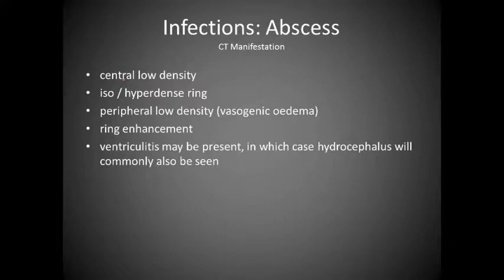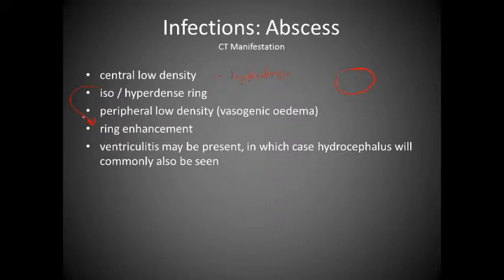So what it looks like on CT is a central low density. So it's going to be hypodense. Additionally, it could represent an iso or hyperdense ring. So it could be a small ring which is hypodense inside, but just a ring that looks hyperdense or the same density as everything else. Peripheral low density. Ring enhancement. This kind of goes back to the iso or hyperdense ring.